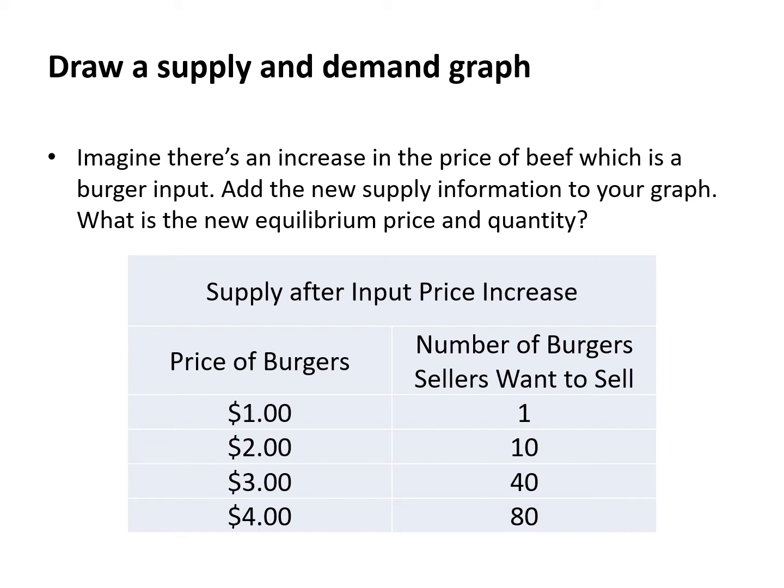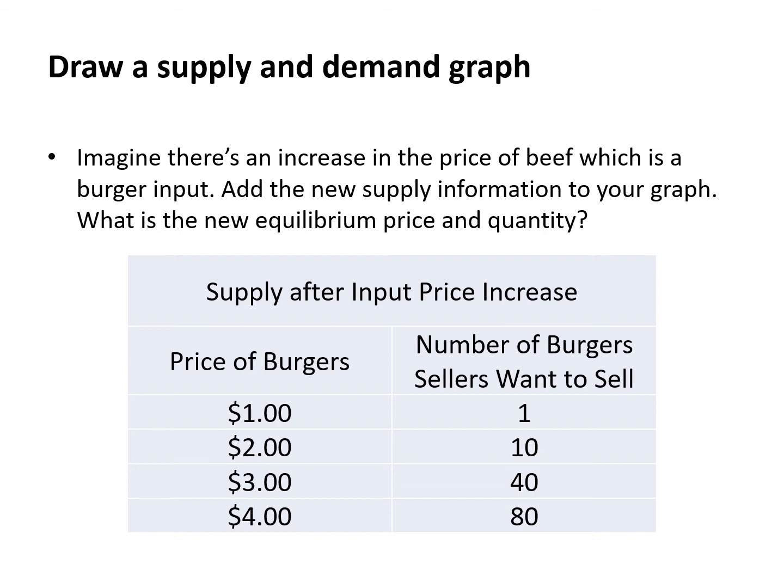let us look over here. Now, draw a supply and demand graph. Imagine there is an increase in the price of beef, which is a burger input. Now over here, there is an increase in the price of input. Add the new supply curve information in your graph. What is the new equilibrium price and the quantity?